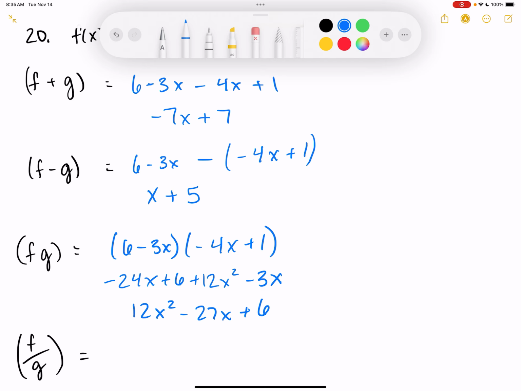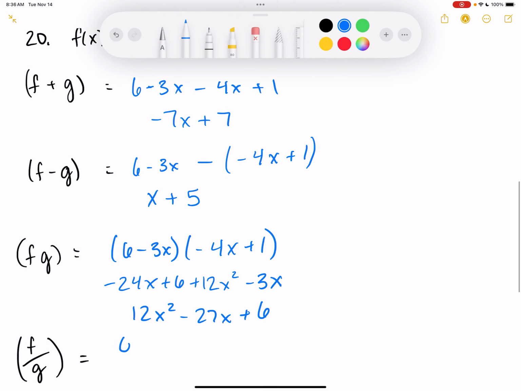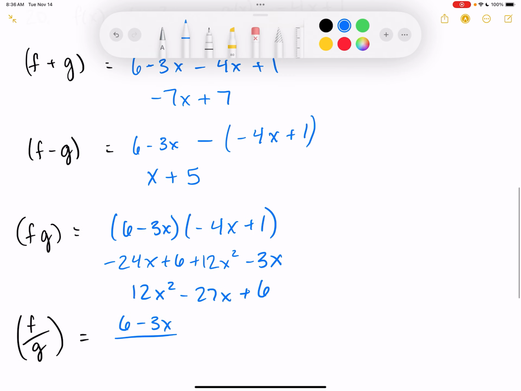For f divided by g, we've got 6 minus 3x divided by negative 4x plus 1. If there's something that you can take out or reduce, we would do that. But in this case, there is not. Okay, we could take a 3 out of the top, but it's not going to cancel with anything in the bottom, so I'm not going to do that. So we would just leave it there on that one.